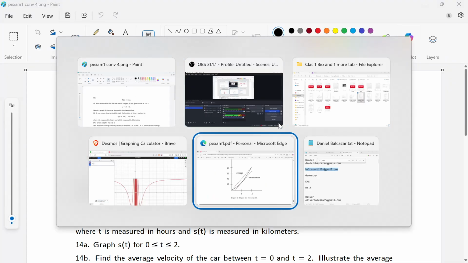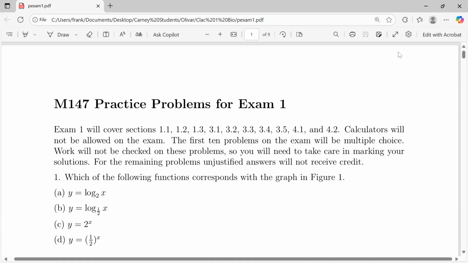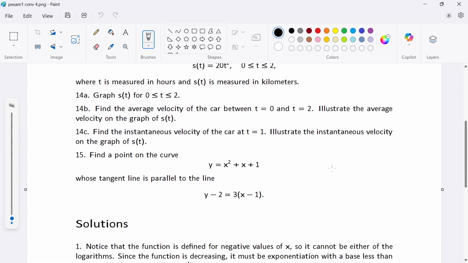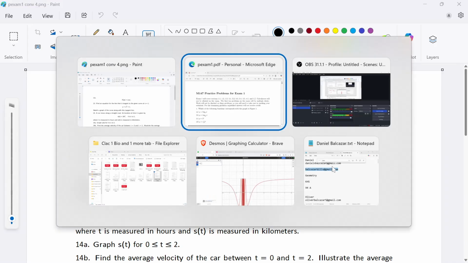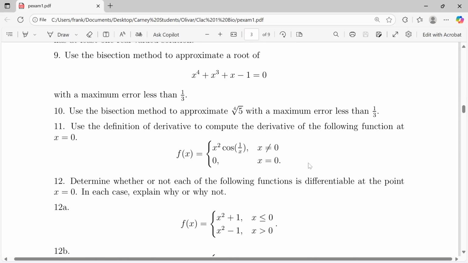This is, let me get the title of this thing again. This is M147, Practice Problems for Exam 1, and this is problem 12C through 15. Okay, so 12, I'll have to scroll down here to see what 12 actually asks for.